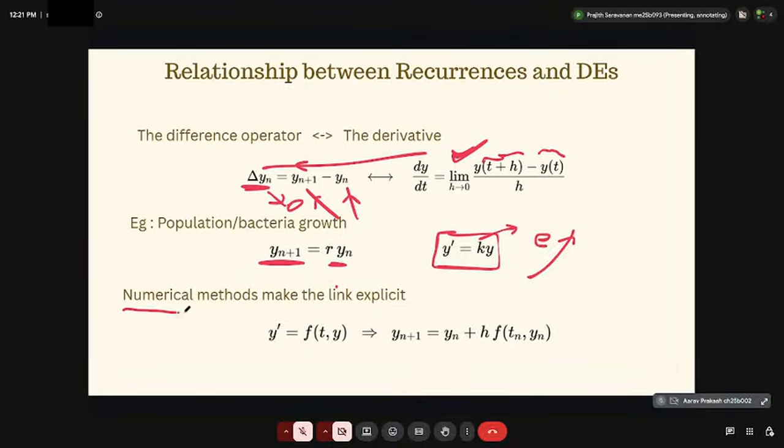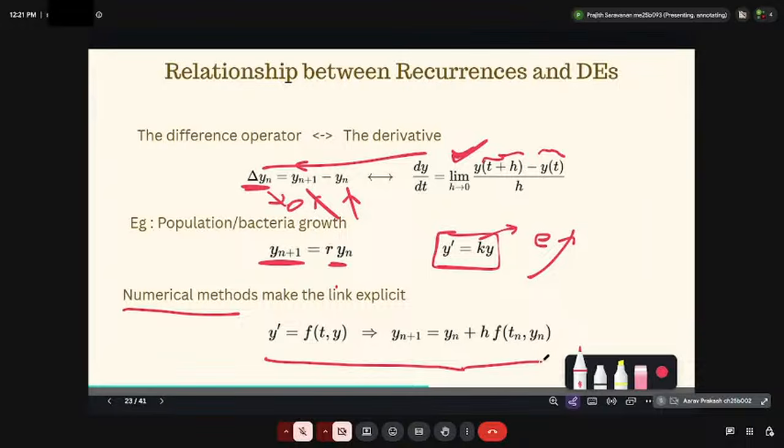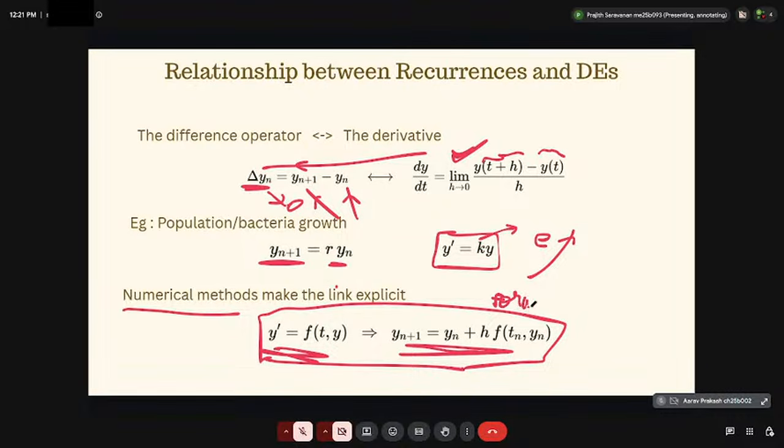There are numerical methods, which will be covered in later lectures in our summer school. This is called forward Euler. It will directly give you a link between the derivatives and the recurrences. Forward Euler is a numerical method which we'll learn.